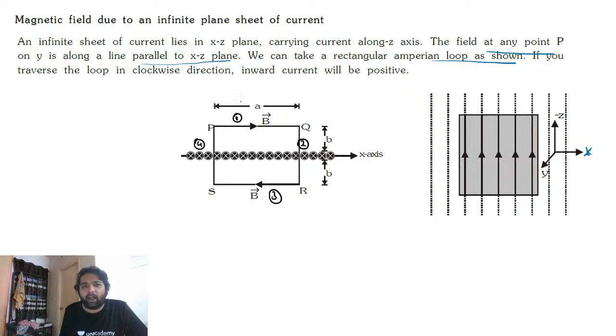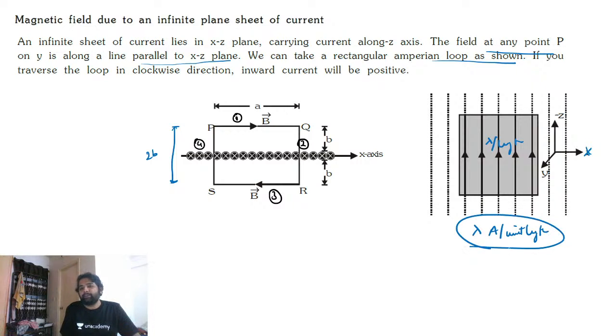So here I took the length to be A and the width to be B and B, which is 2B. Let's take the current density to be lambda per unit length. Current density will be lambda amperes per unit length. मतलब यहाँ पे जो भी small length you're taking, the total current flowing will be lambda into that whole length. And now let's start solving the problem.